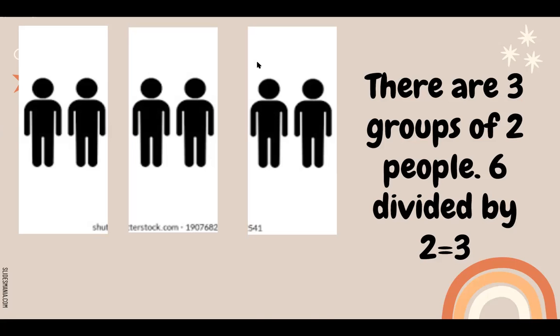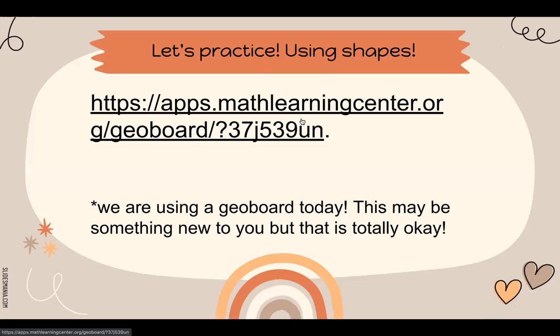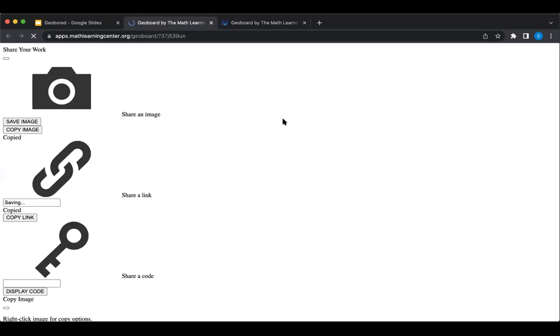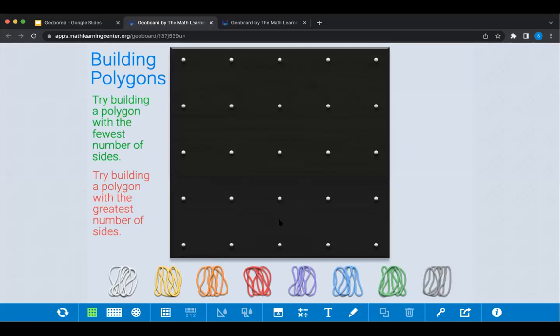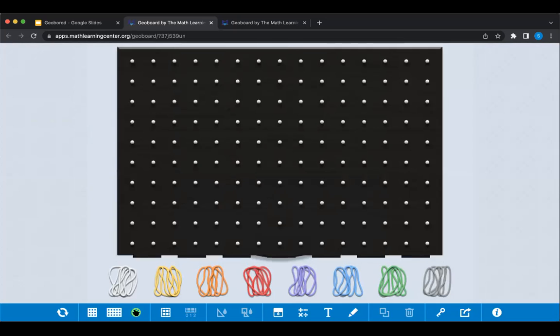up with 3 groups. Today, though, we are going to be practicing using shapes, and we're going to be practicing on this app, which allows us to use a geoboard. This may be something that's totally new to you, but that is totally okay. Raise your hand if you've ever used a geoboard before. Okay, a few of you. So here is what it looks like, and we have our rubber bands at the bottom. Now, at the bottom of your laptop, you can have a square, a rectangle, or a circle. Click on the rectangle so we have the most amount of space as possible. Today, we are going to be using just the blue and the purple rubber bands. So with the blue rubber bands, I want you to make your favorite shape for me, okay, at the bottom of your geoboard. So make your favorite shape, and then we'll talk about what shapes we made.